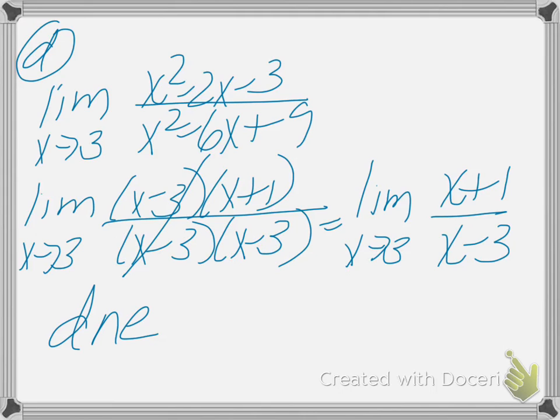But since you now know about asymptotes, you should have also realized that would mean that there would be a vertical asymptote here. So if there's a vertical asymptote, the limit's not going to exist. Okay, so moving on to number 3.